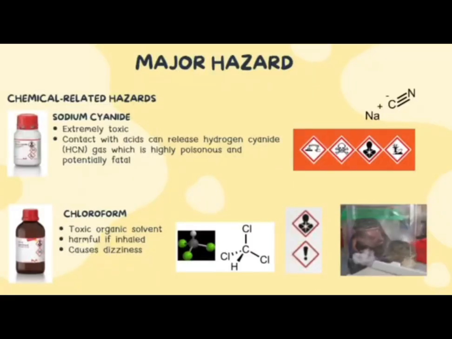So next, this slide indicates the major chemical-related hazards in the experiment. Major hazard refers to the most dangerous chemicals used in an experiment that can cause serious injury, poisoning, or death if exposure occurs. The main hazards used in this experiment are sodium cyanide and chloroform. Sodium cyanide is extremely toxic and can release hydrogen cyanide gas when in contact with acids, which is potentially fatal. Other than that is chloroform. Chloroform is a toxic organic solvent and can cause harmful effects if inhaled. Therefore, strict handling and proper ventilation are required when working with these chemicals in this experiment.